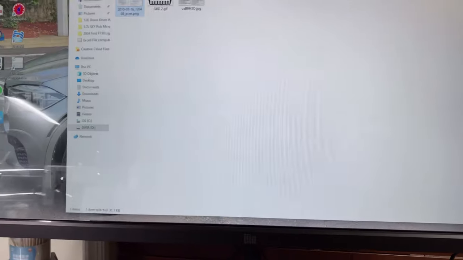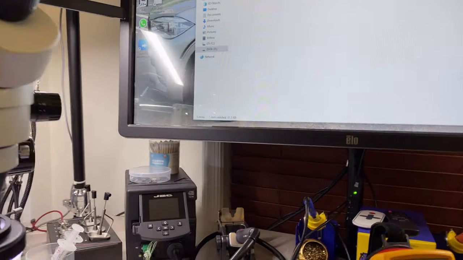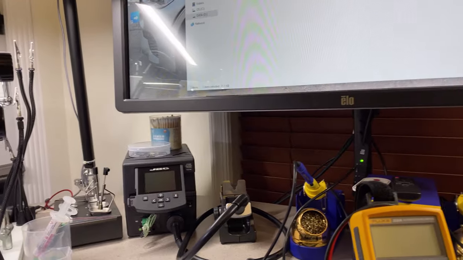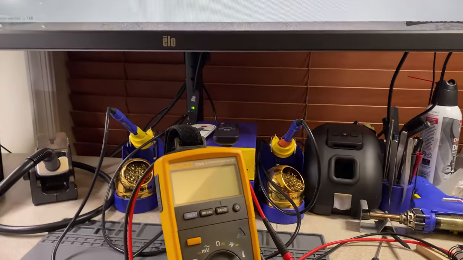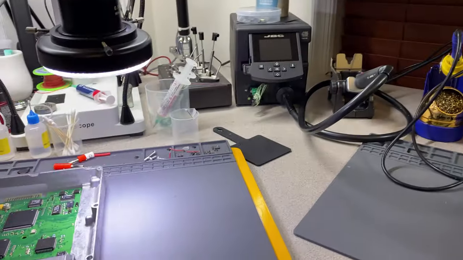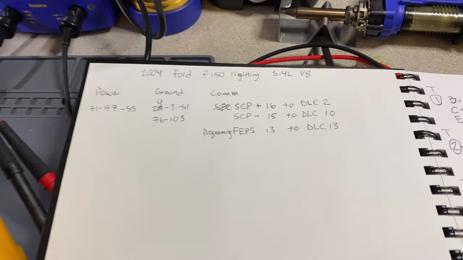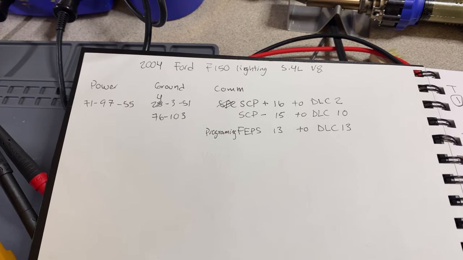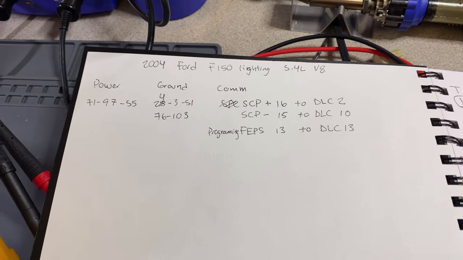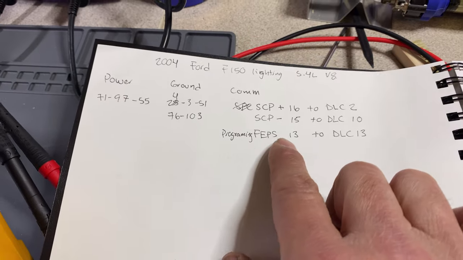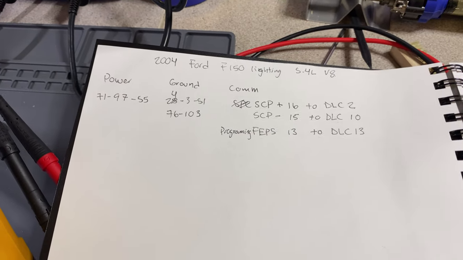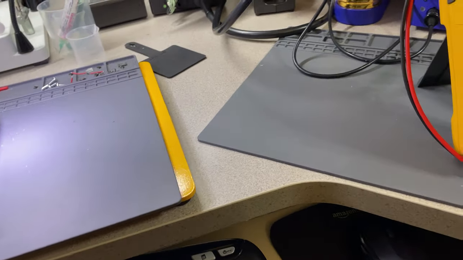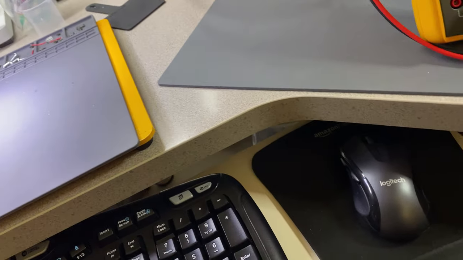All right, so that's my homework. I get the signals that I need the most and write them down on a piece of paper. That's pretty much what I need for communication, powers and grounds, and ignition. Disregard terminal 13, that's for programming. We don't need that. And that's pretty much what I need to be able to communicate with this computer. I'm sorry for the weird angle.